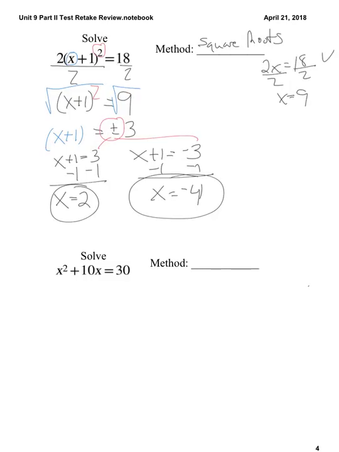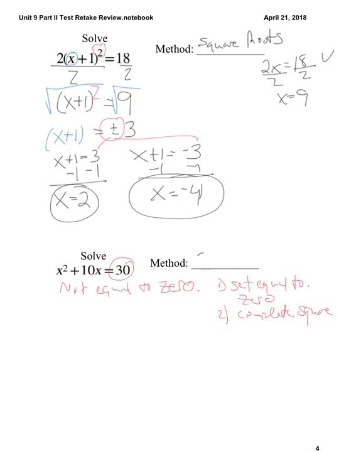All right, looking at our next example, x squared plus 10x is equal to 30. Here is a big goal. This is not equal to 0. Which means I can do a number of things. One, I could set it equal to 0. Or two, I could try to complete the square. I think for this problem, one of the things we're going to do is we're going to attempt to complete the square.